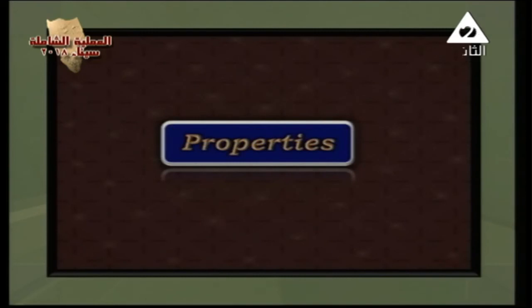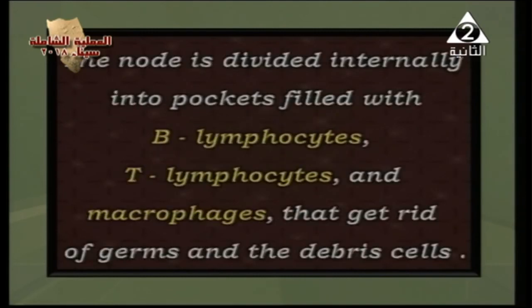What about their properties? The node is divided internally into pockets or chambers. These pockets are filled with B lymphocytes, T lymphocytes, and macrophages. Again, we have chambers, and those chambers are filled with what? With three different pathogen-defending cells: B lymphocytes, T lymphocytes, and macrophages. They get rid of debris, damaged cells, and every pathogen that may enter the body.